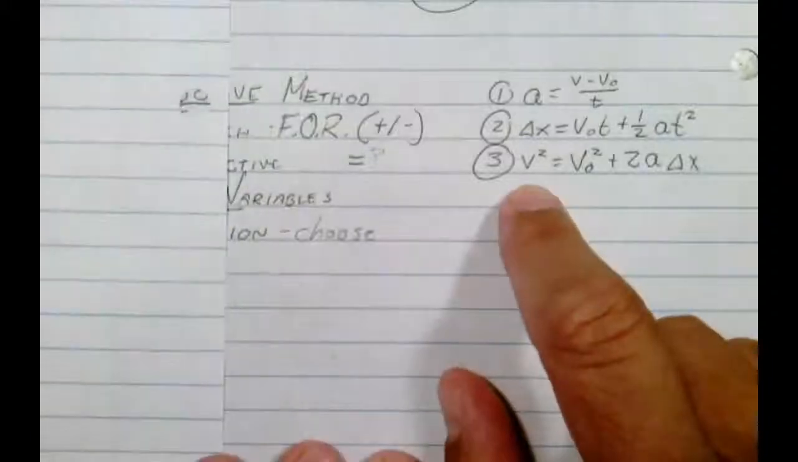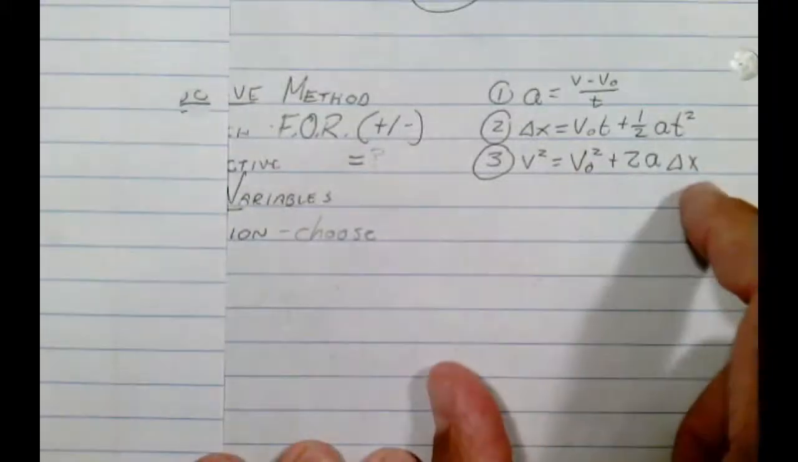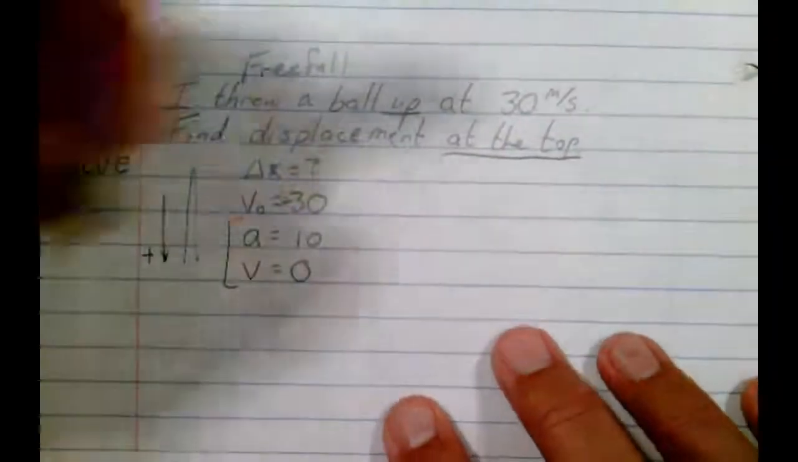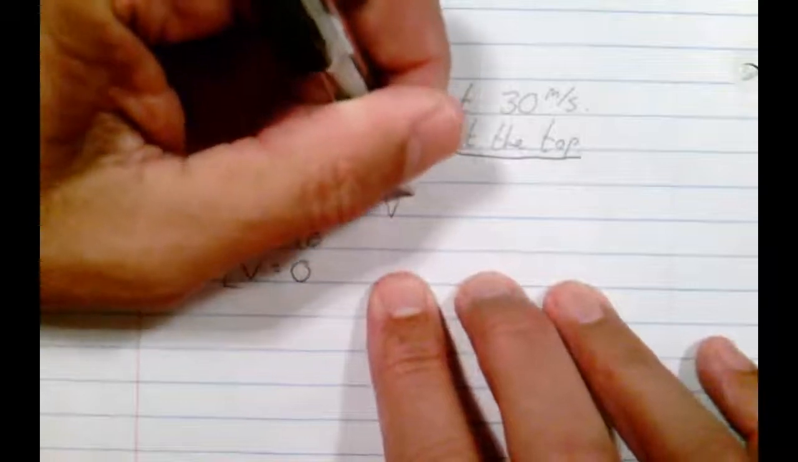So now I go through my equations. Delta x, v0, a, and v. v0, delta x, a, v. And that'll work for me. I can use that equation. So I have v squared equals v0 squared plus 2a delta x.